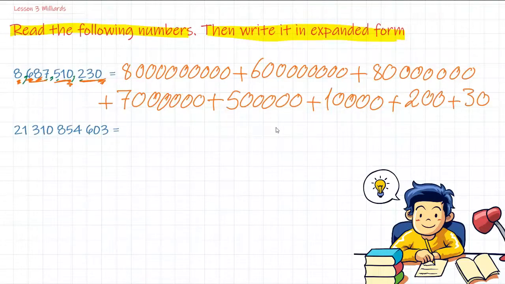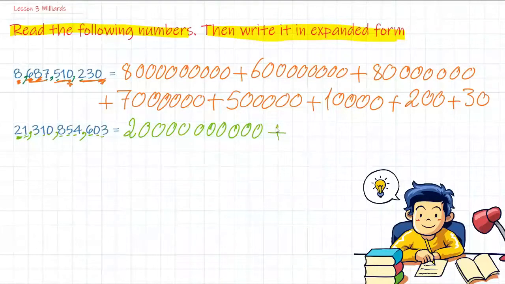Let's divide the number first. We have this comma and this comma and this comma, so we have 3 commas here. Firstly, start from 2. We have 2, and how many digits to the right of 2? 1, 2, 3, 4, 5, 6, 7, 8, 9, 10. So replace it with 10 zeros.